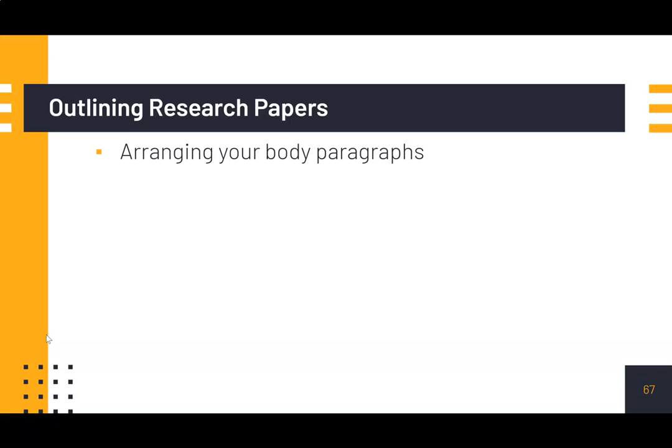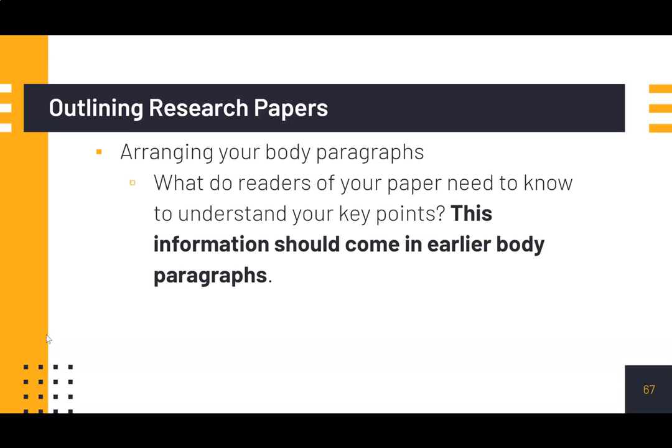When you're thinking of arranging your body paragraphs, you want to ask yourself what readers of your paper need to know to understand your key points. So is there any contextual information? Is there just background information that people need to know so that everything else you say makes sense? And if there is, make sure that that comes in the earlier body paragraphs. Your readers should be able to understand your paper even if they haven't done all the research themselves. The point of your paper is to explain what you found, so you don't want to leave them in the dark or too confused.